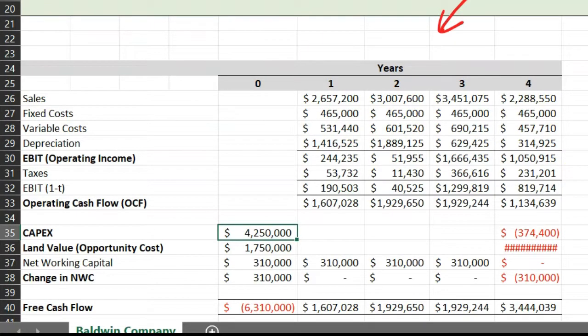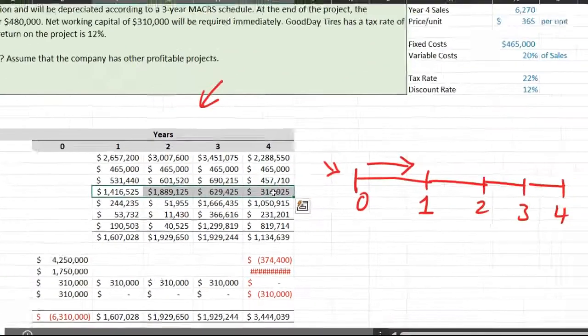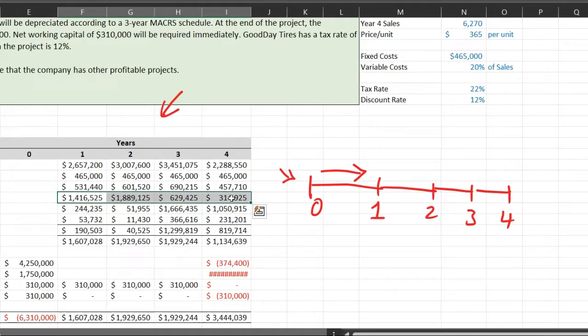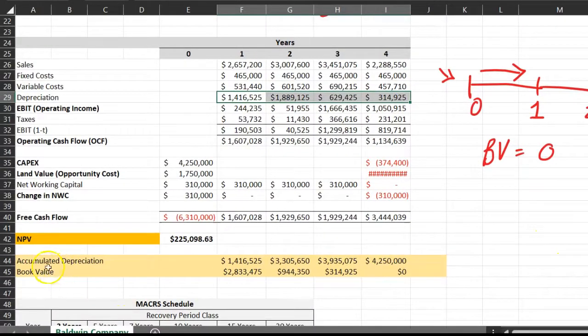So the key point here is that we're not going to get the full $480,000. Why? Because the way the asset is being depreciated over its 4-year life, it's going to be depreciated fully down to 0. In other words, on your books, the value of the asset, or the book value of the asset, is going to be 0. And the way that works is this, and this is the calculation that I've done right here.